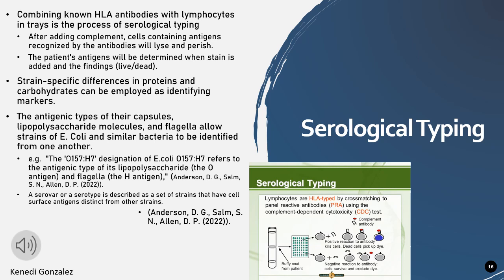The second way to characterize strain differences would be serological typing. Combining known HLA antibodies with lymphocytes and traits is the process of serological typing. After adding complement, cells containing antigens recognized by the antibodies will lyse and perish. The patient's antigens will be determined when stain is added in the findings, live or dead.